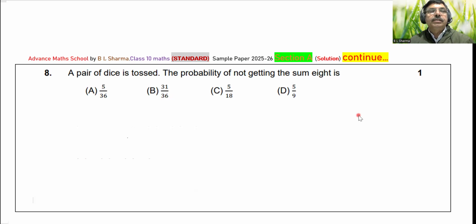This is in continuation. This is question number 8. We already have done questions up to question number 7 in our previous video, and question number 8 is on your screen. A pair of dice is tossed. Pair of dice means two dice. The probability of not getting the sum 8 is? What is the probability of it?